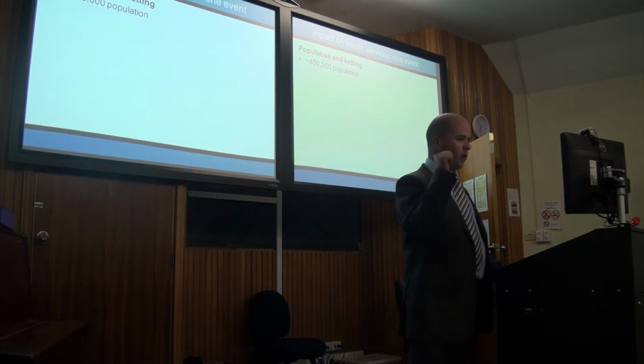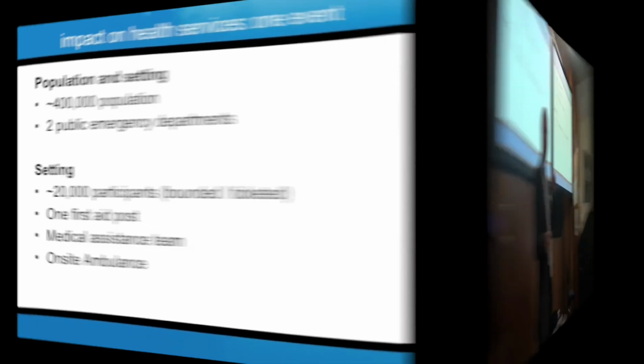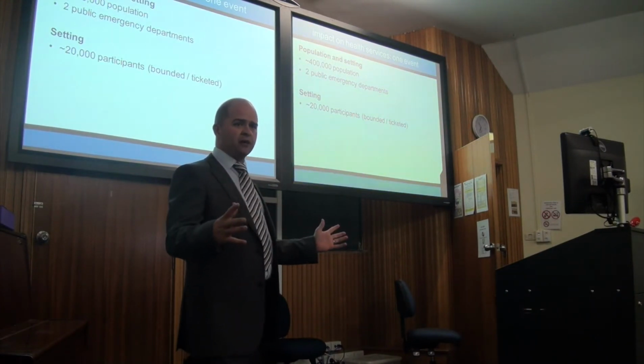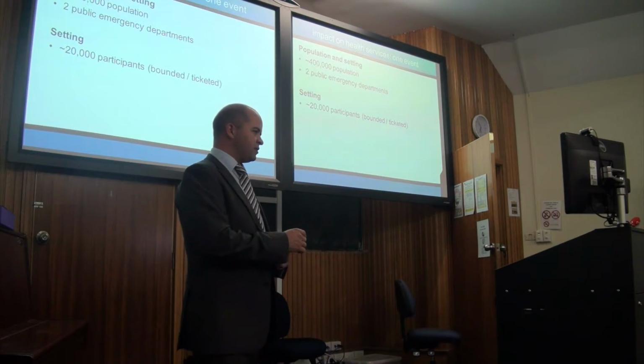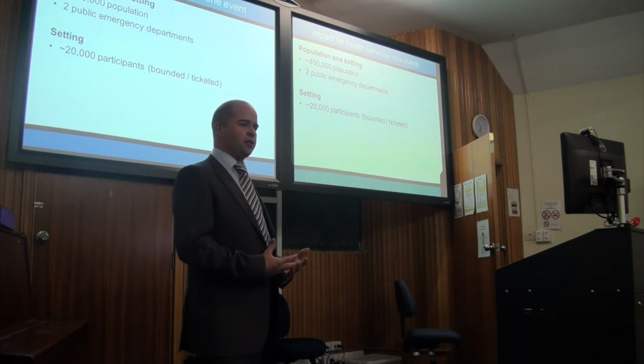So we wanted to have a look at one jurisdiction, Canberra, which has 2 public emergency departments, so it's easy to access. We wanted to have a look at one event. So we picked an event in Canberra which had about 20,000 participants, was conducted over 1 day. It was a bounded event, so it was fenced. The advantage of doing a fenced event is that you can have some idea about the number of people who attend, rather than an unbounded event, where people can fluctuate in and out as they please. In saying that, it's really hard to get accurate numbers about how many people were at a particular event.